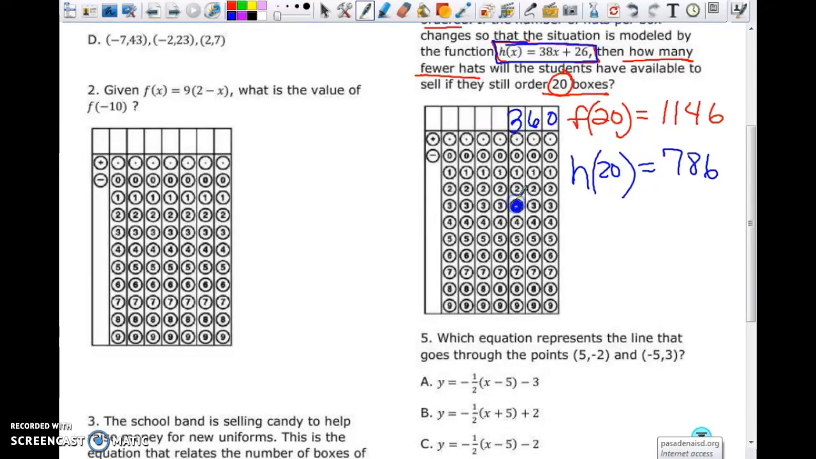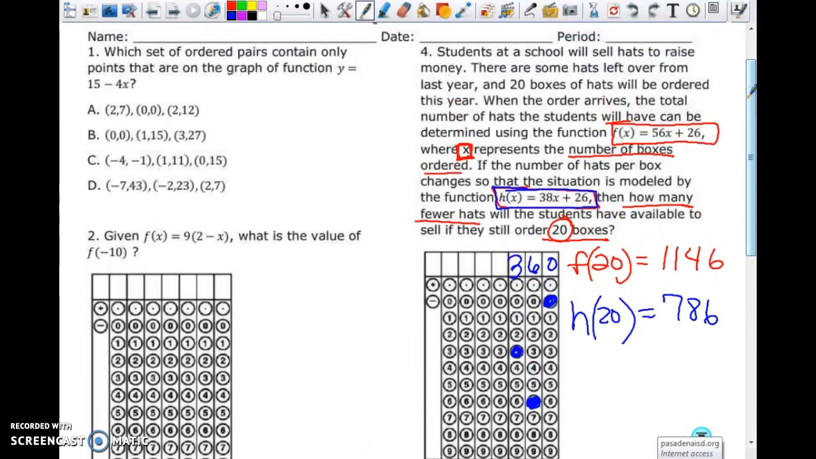Okay? So this also was evaluating. I know it seemed like a lot, but basically you're just comparing. You're evaluating one function for this number, this function for this number, and then just subtracting the difference, okay?